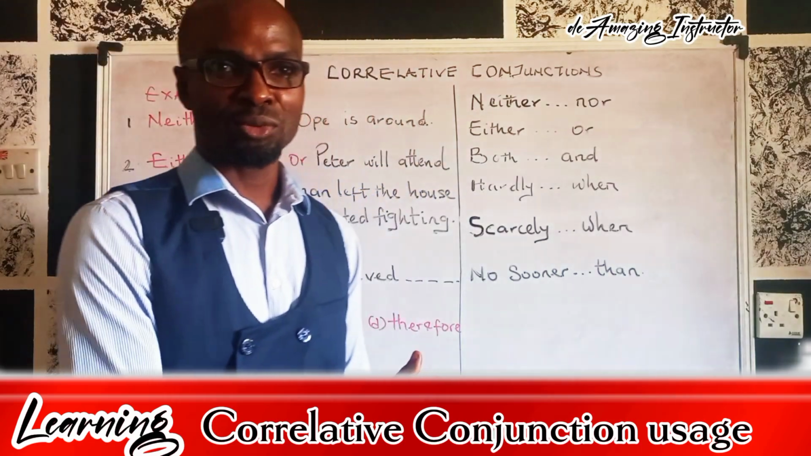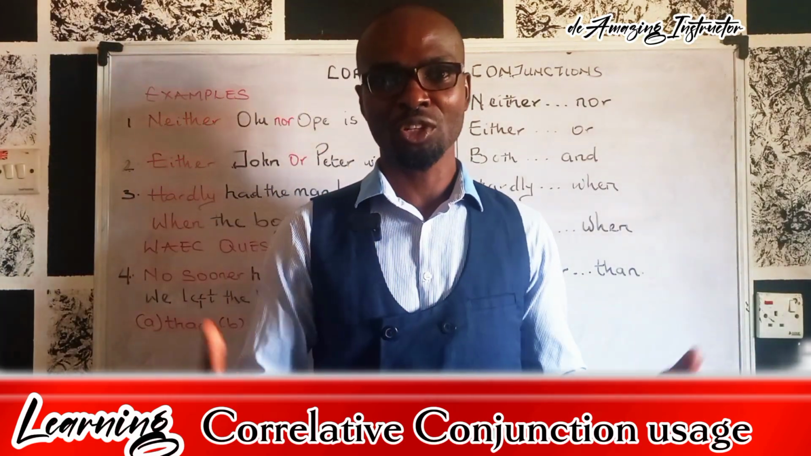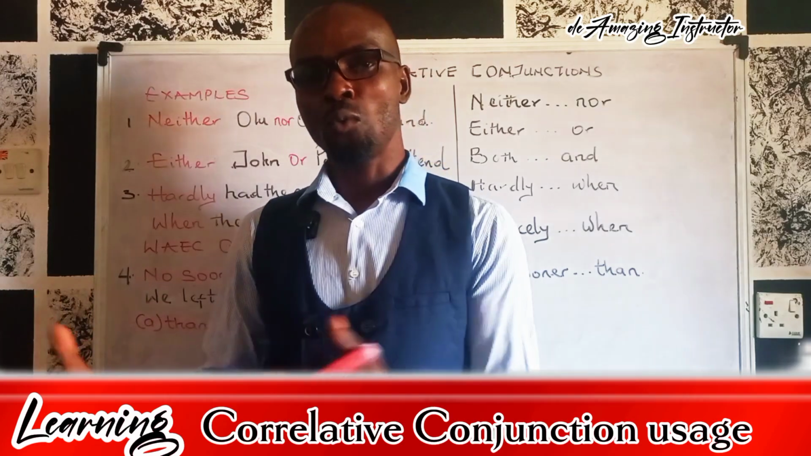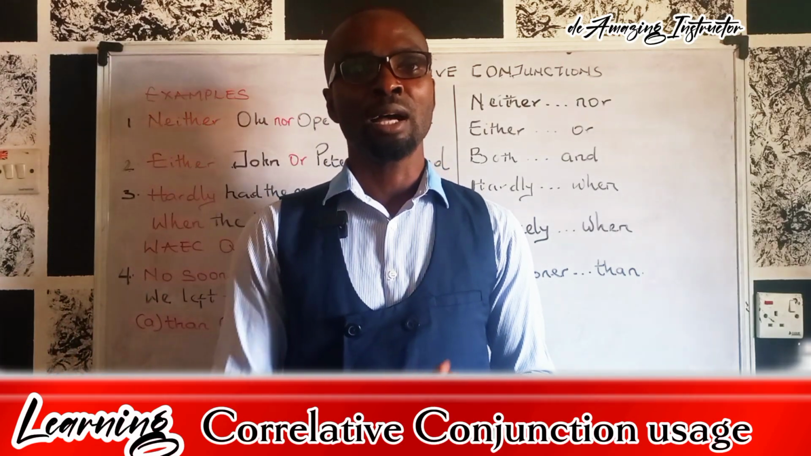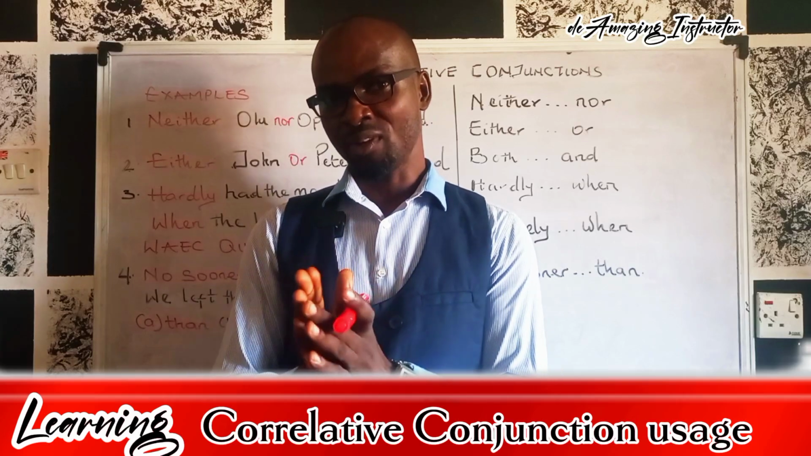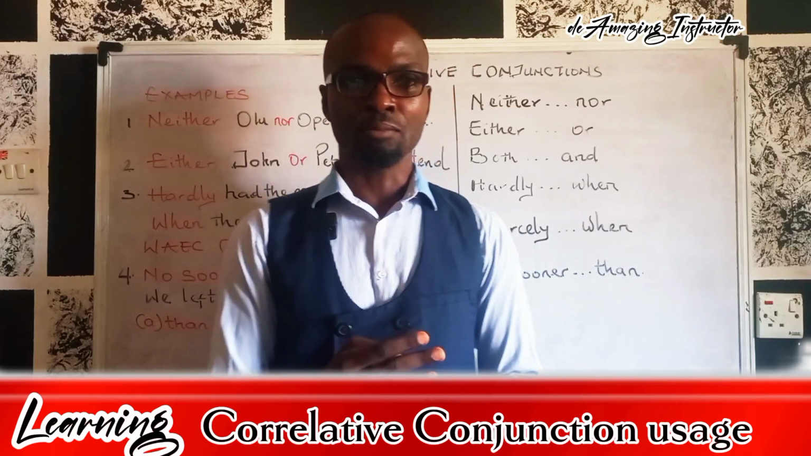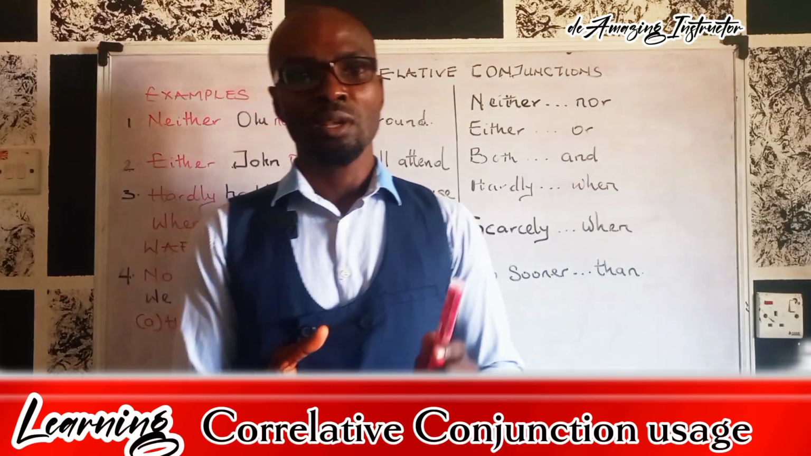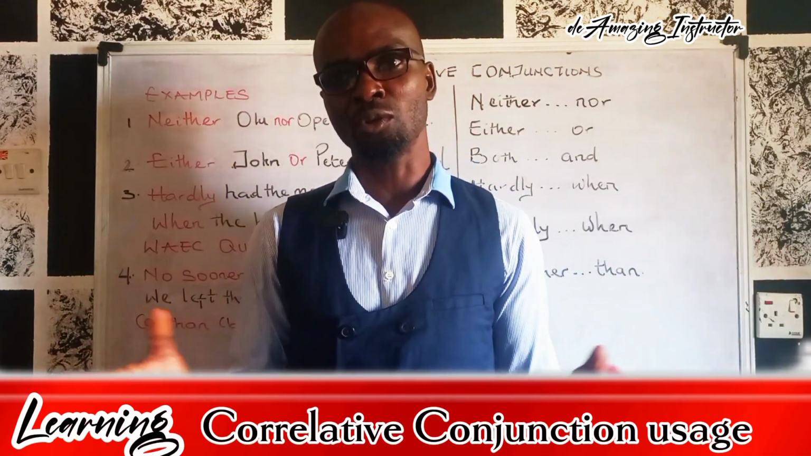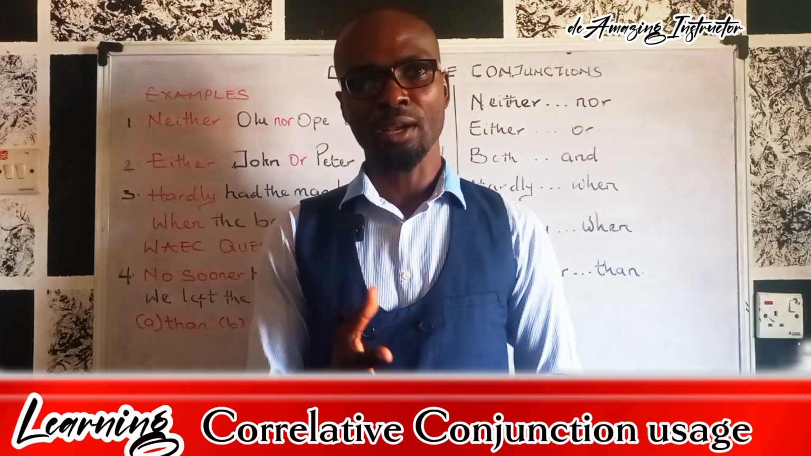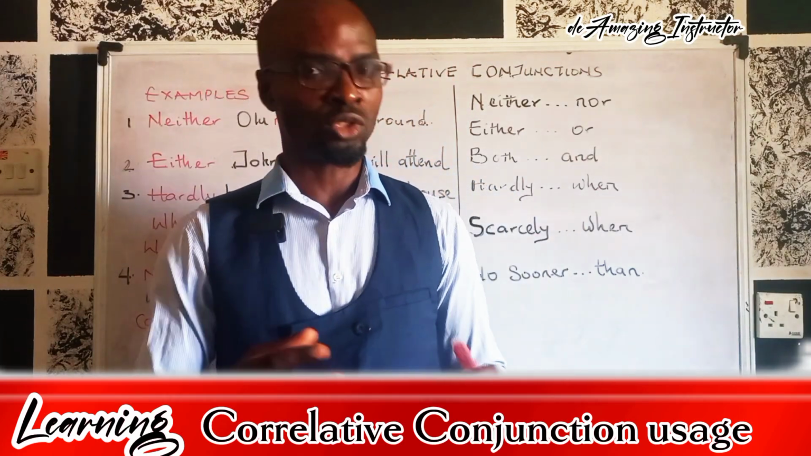In our previous class, we were able to consider what conjunction is. I said a conjunction is a word that joins words together or phrases together or clauses together. Now we're able to consider the various types of conjunctions. He said we have three types of conjunction: the coordinating conjunction, the correlative conjunction, and the subordinating conjunction.